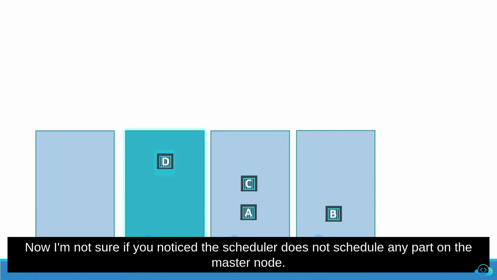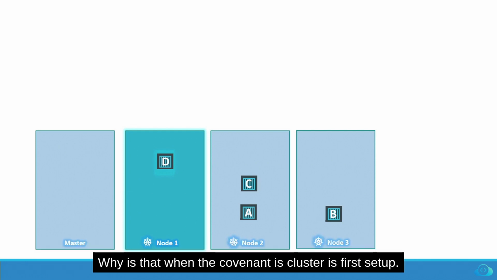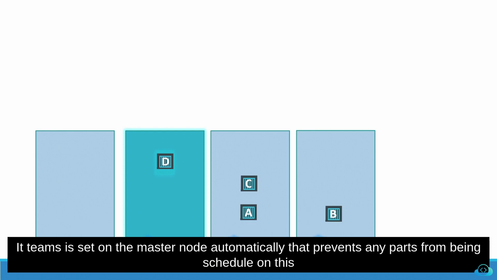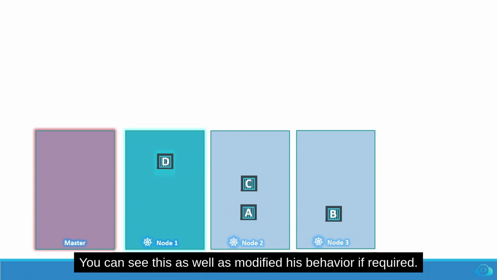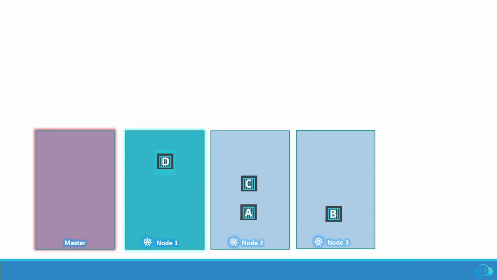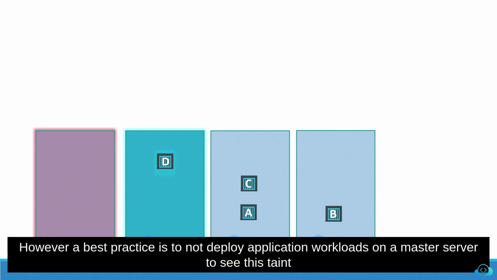Now, I'm not sure if you noticed, the scheduler does not schedule any pods on the master node. Why is that? When the Kubernetes cluster is first set up, a taint is set on the master node automatically that prevents any pods from being scheduled on this node. You can see this as well as modify this behavior if required. However, a best practice is to not deploy application workloads on a master server.